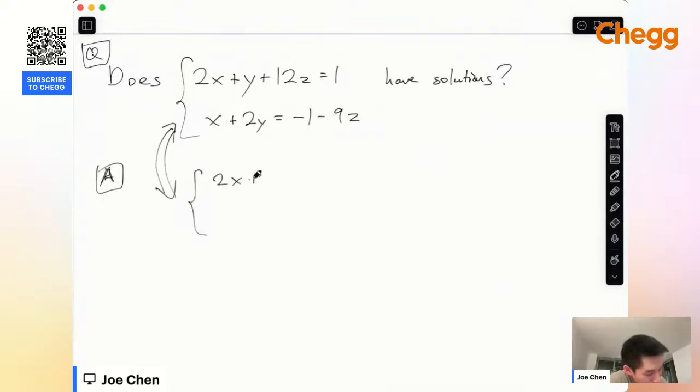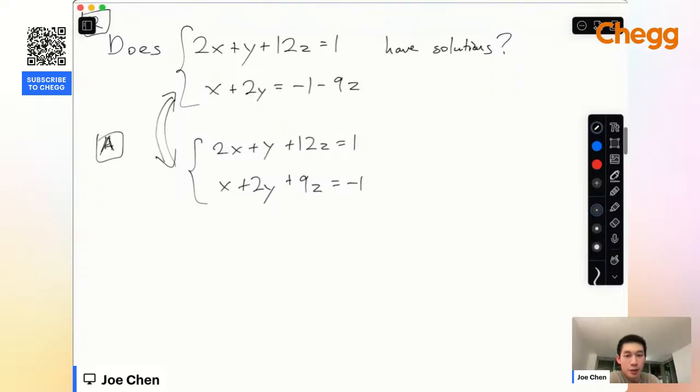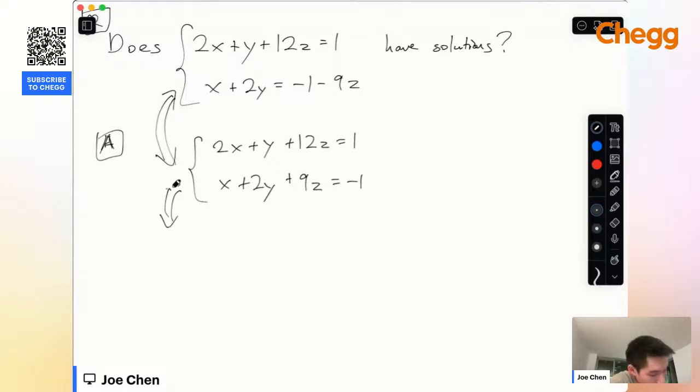So here I have 2x plus y plus 12z equals 1. And I'm going to move the 9z over to the other side, just so when I write it in a column, they really represent the same variable. Plus 9z equals minus 1. And now I'm going to put it in a grid again, just as before. This is just, if I wanted to represent this as a grid of numbers, I would write this. 2, 1, 12, a dotted line for the equals. 1, 2, 9 equals -1.